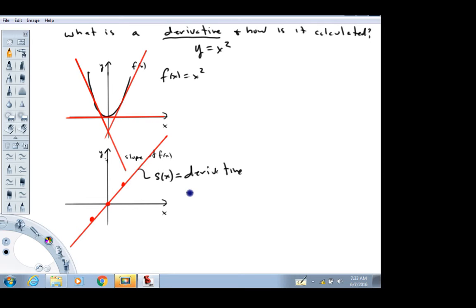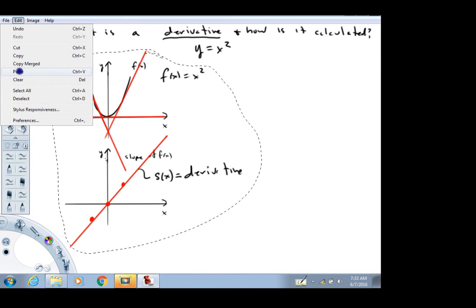So what I'm going to do here is take a moment and get rid of some stuff I don't need, redraw my picture, and we'll talk about how we find that function called a derivative.